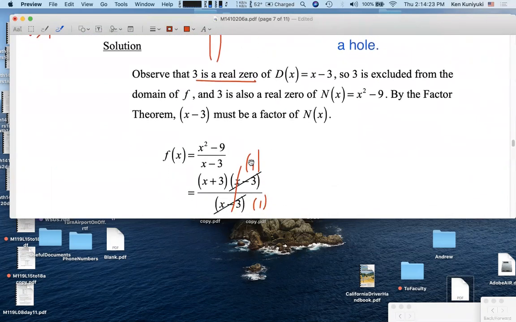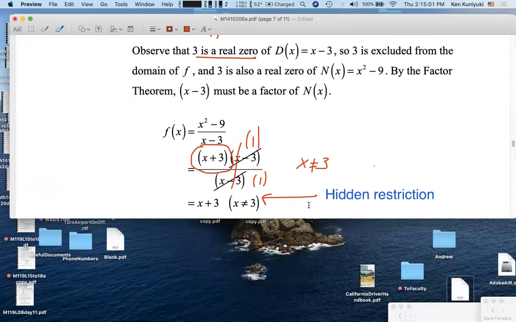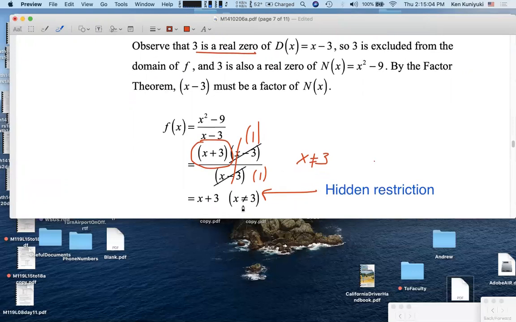So these cancel out, and we're left with x plus 3. But now, remember something we talked about early in the course. x cannot be what number? x still cannot be 3. If 3 was an illegal value for x back here, we have to make sure to remind ourselves that 3 is still illegal over here. We have a hidden restriction. Do not forget your hidden restrictions. All right. And if you have a hidden restriction like this, very often that leads to a hole. And in fact, here, it will lead to a hole.